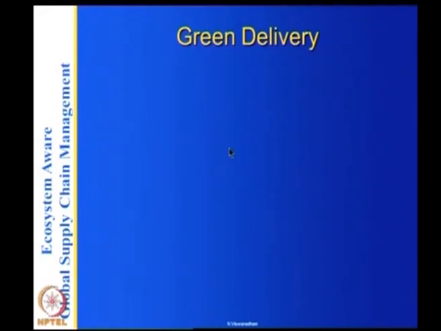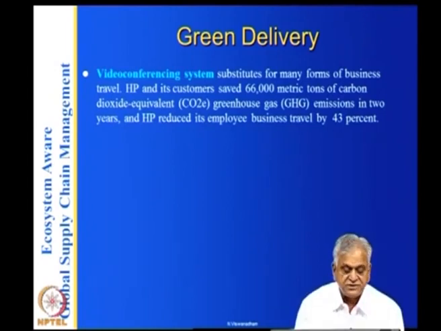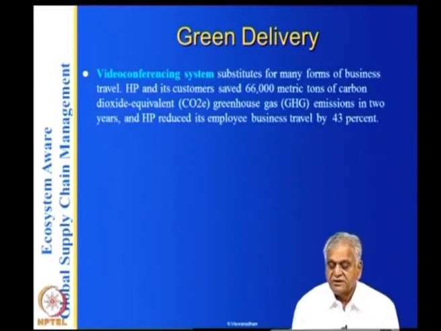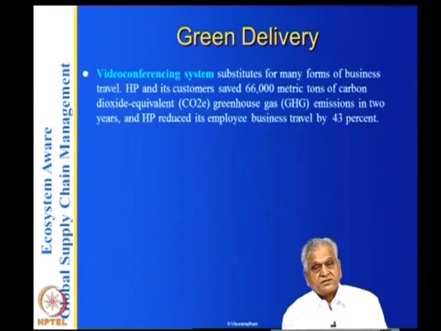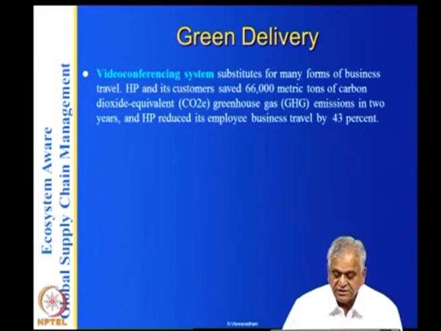So green delivery is the video conferencing system. For example, it avoids, as a substitute, many forms of business travel. HP and its customers saved 666,000 metric tons of carbon dioxide equivalent greenhouse gas emissions in 2 years, and HP reduced its employee business travel by 43%. So each employee has a carbon credit count that depends on the office, the energy he consumes in the office, the mode of transportation that he uses from house to office and return, and also his office travel. So basically, by using a video conferencing system, companies are saving.